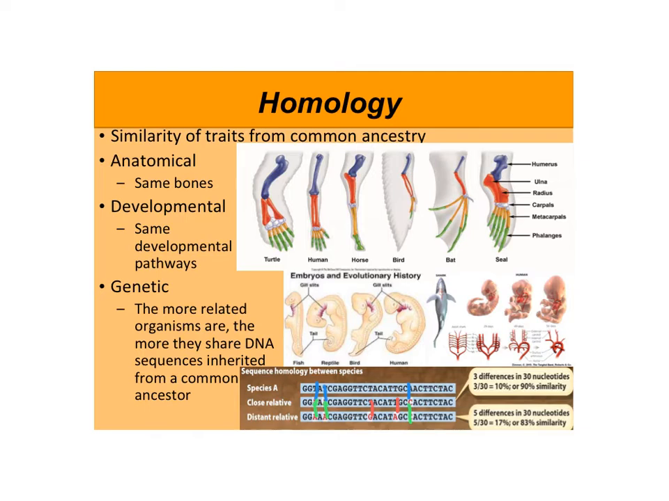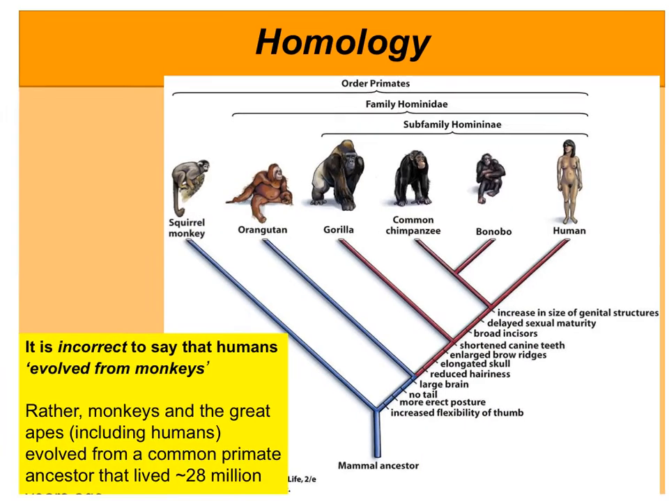Let's go back to the top, anatomical. All these limbs in tetrapods, turtles, humans, horse, bird, bat, seal, they are all homologous because they have the same bones. They just have been changed depending on how these animals locomote, get around. You can see the same sort of things with vestigial traits like in whales or snakes.